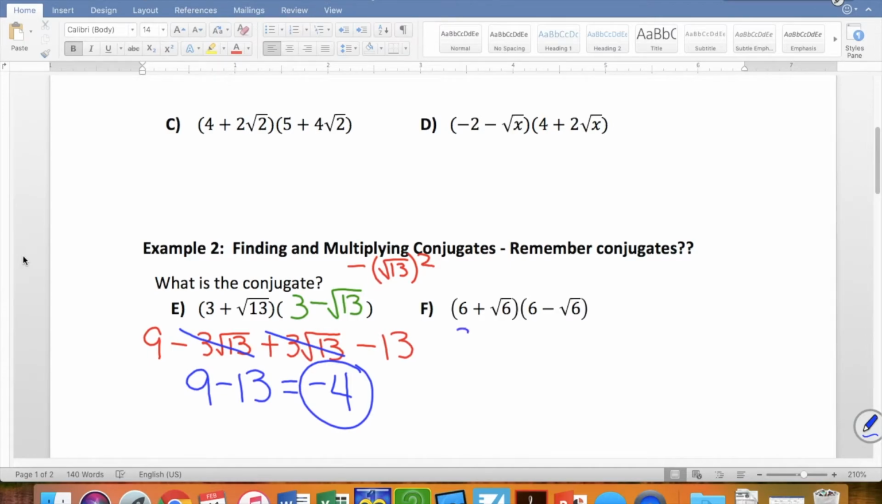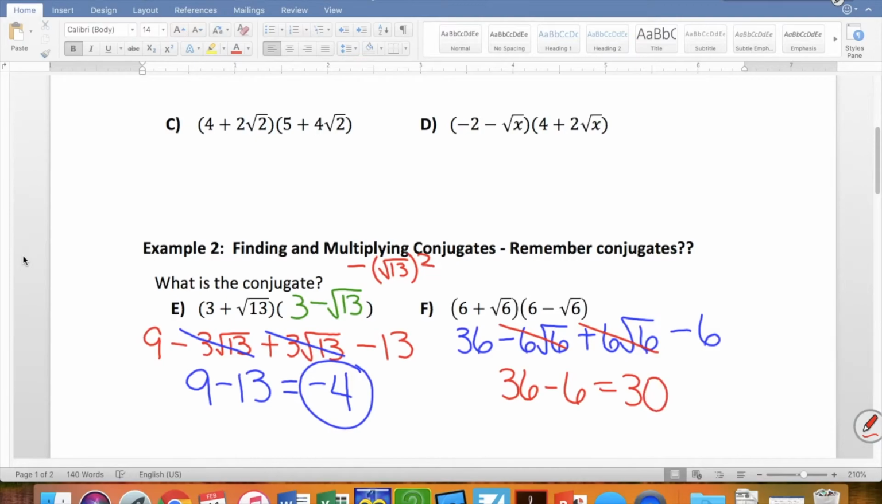6 times 6 is 36. And then -6 square roots of 6. And positive 6 square roots of 6. And then minus, we have square root of 6 times square root of 6, which is just going to be 6 minus 6. So notice again, our middle terms add to 0, a -6 square root of 6 and a positive 6 square root of 6. And we're just left with 36 minus 6, which equals 30.